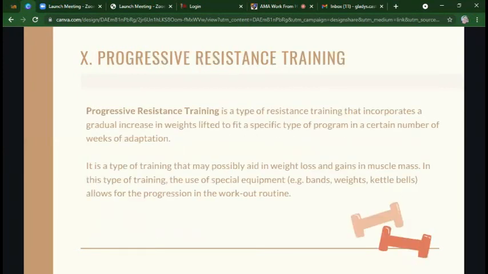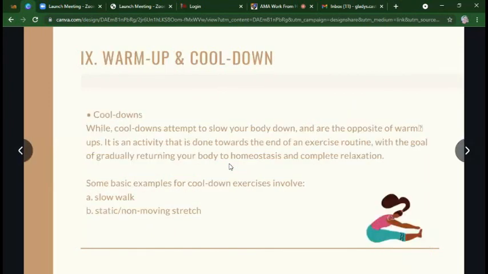The next, we have progressive resistance training. Sorry, we check first the cool downs. Okay, cool down is the reverse or the opposite of warm up. This activity is done towards the end of the exercise routine, with the goal of gradually returning our body to homeostasis and complete relaxation.